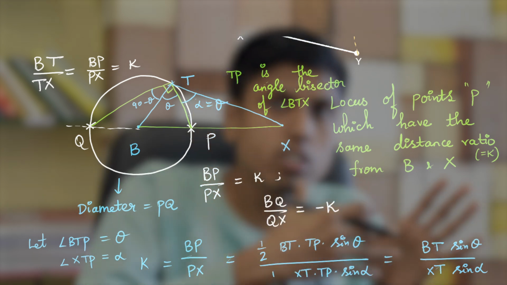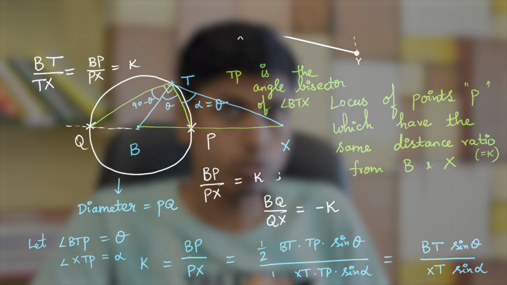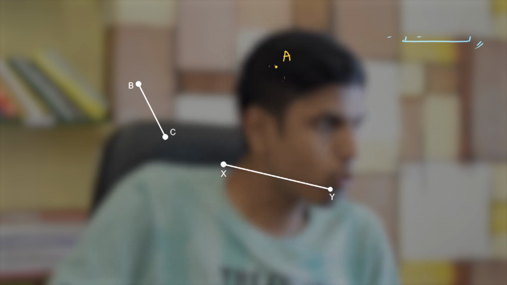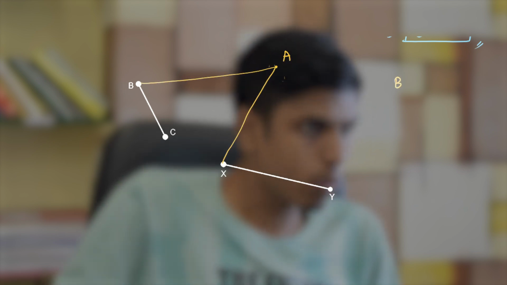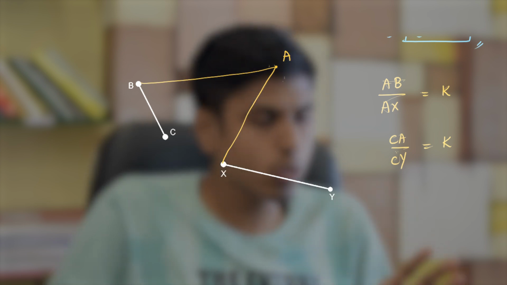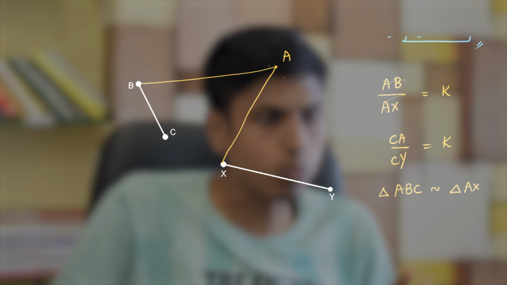So let us use this logic on solving the question we proposed. So here is the problem, and the spiral center has the property that BA upon AX equals K, as well as CA upon CY equals K. This is due to the fact that triangle ABC is similar to triangle AXY.